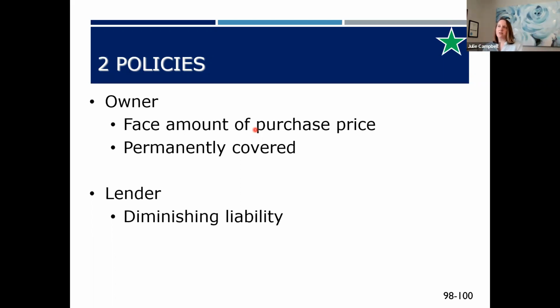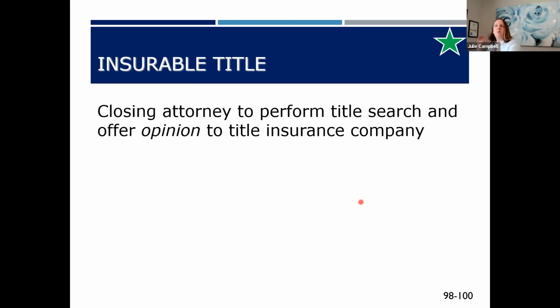So the attorney, let's go back to the closing attorney. They're doing their title examination. They're looking through all the public records. They're learning as much about this property as they possibly can, the title that they possibly can. Once the attorney does their title examination, they offer their opinion of title to the title insurance company. Based on the attorney's opinion is whether or not the title insurance company will offer title insurance. They're not going to offer title insurance until they've gotten word from the attorney.